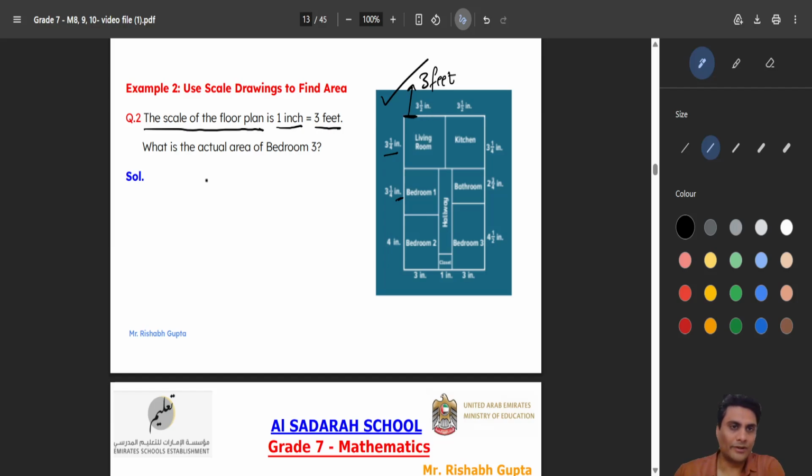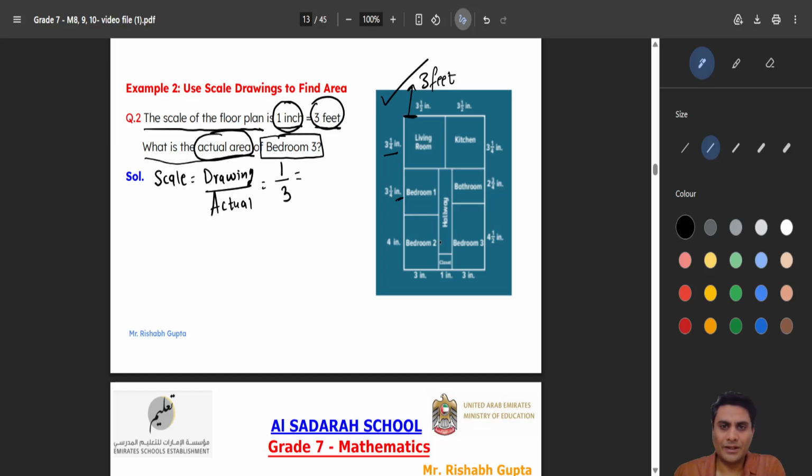No problem. So I will write my scale here. The drawing over actual. In the drawing I have 1 inch, and it is equal to 3 feet. I took the information and wrote it here. Now what is the actual area? Actual means the real world area. We have to find it in feet. What is the actual area of bedroom 3?